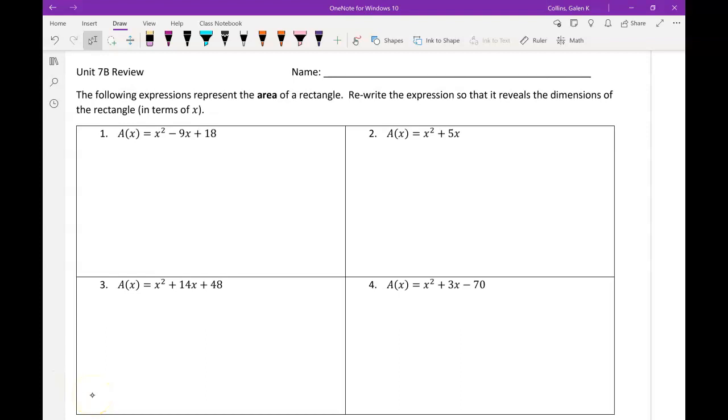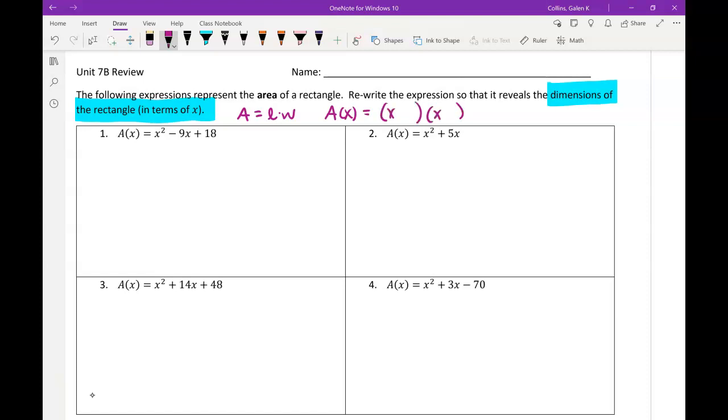All right, in the first part of our 7B review, the instructions tell us that the following expressions represent the area of a rectangle, and we are asked to rewrite the expression so that it reveals the dimensions of the rectangle in terms of x. So remember, dimensions are things like, in this case, length and width. So really, we are trying to rewrite our area expression in factored form.